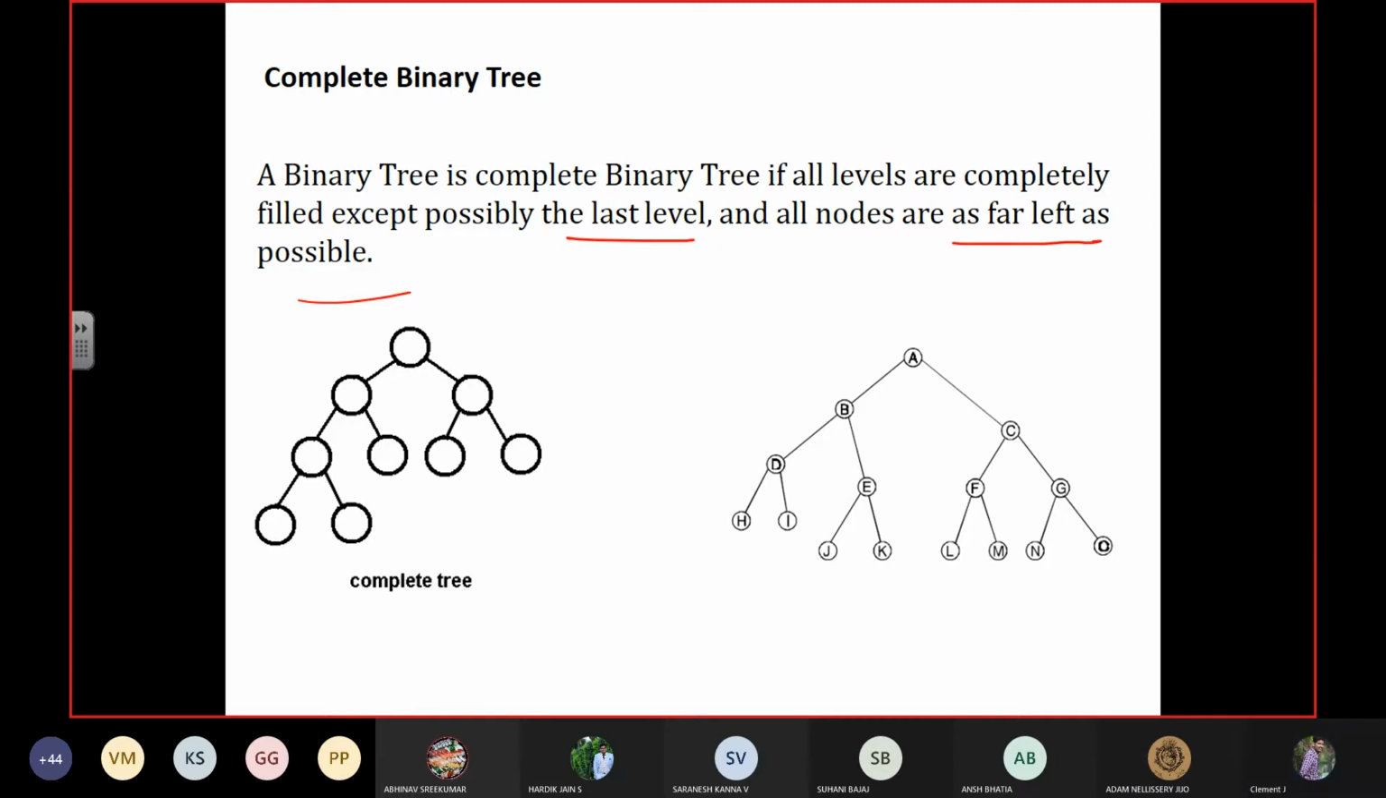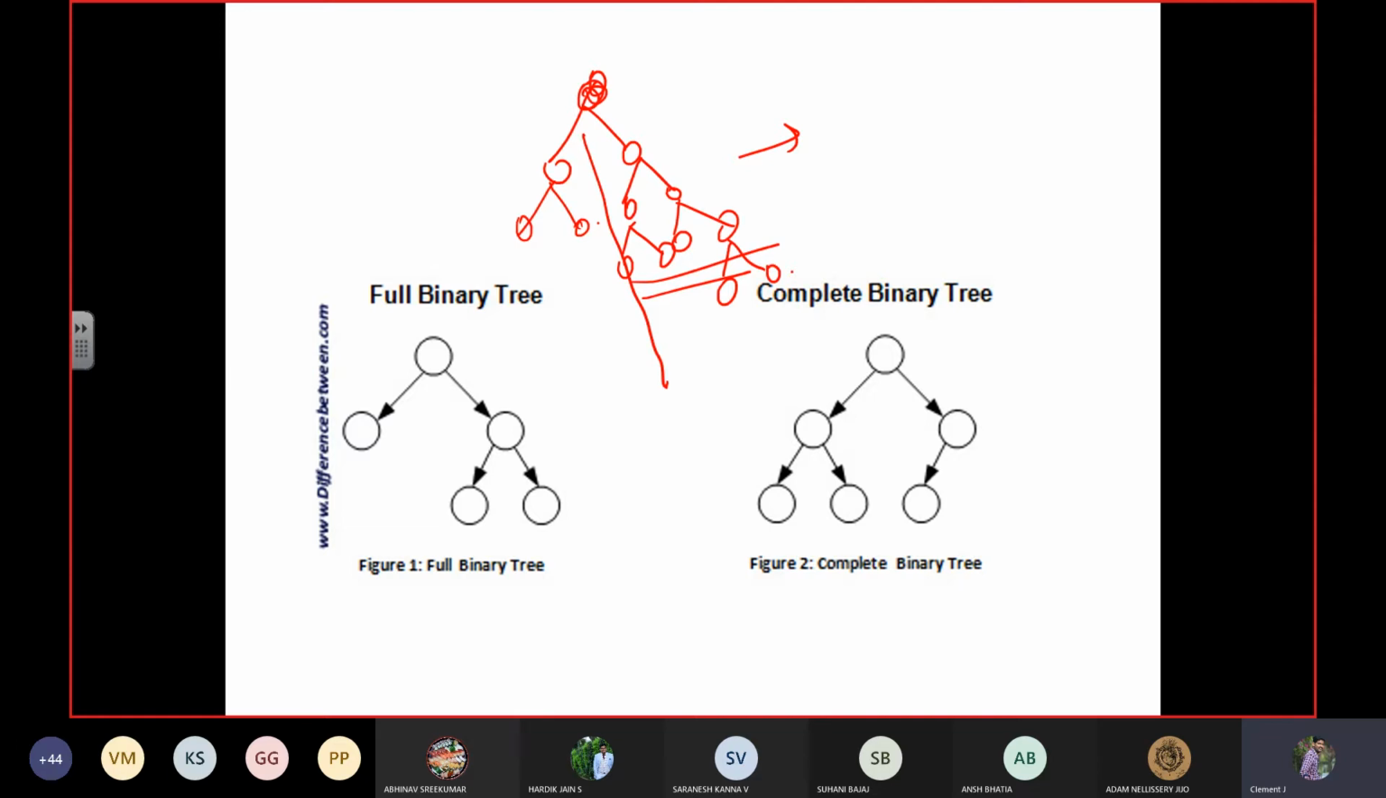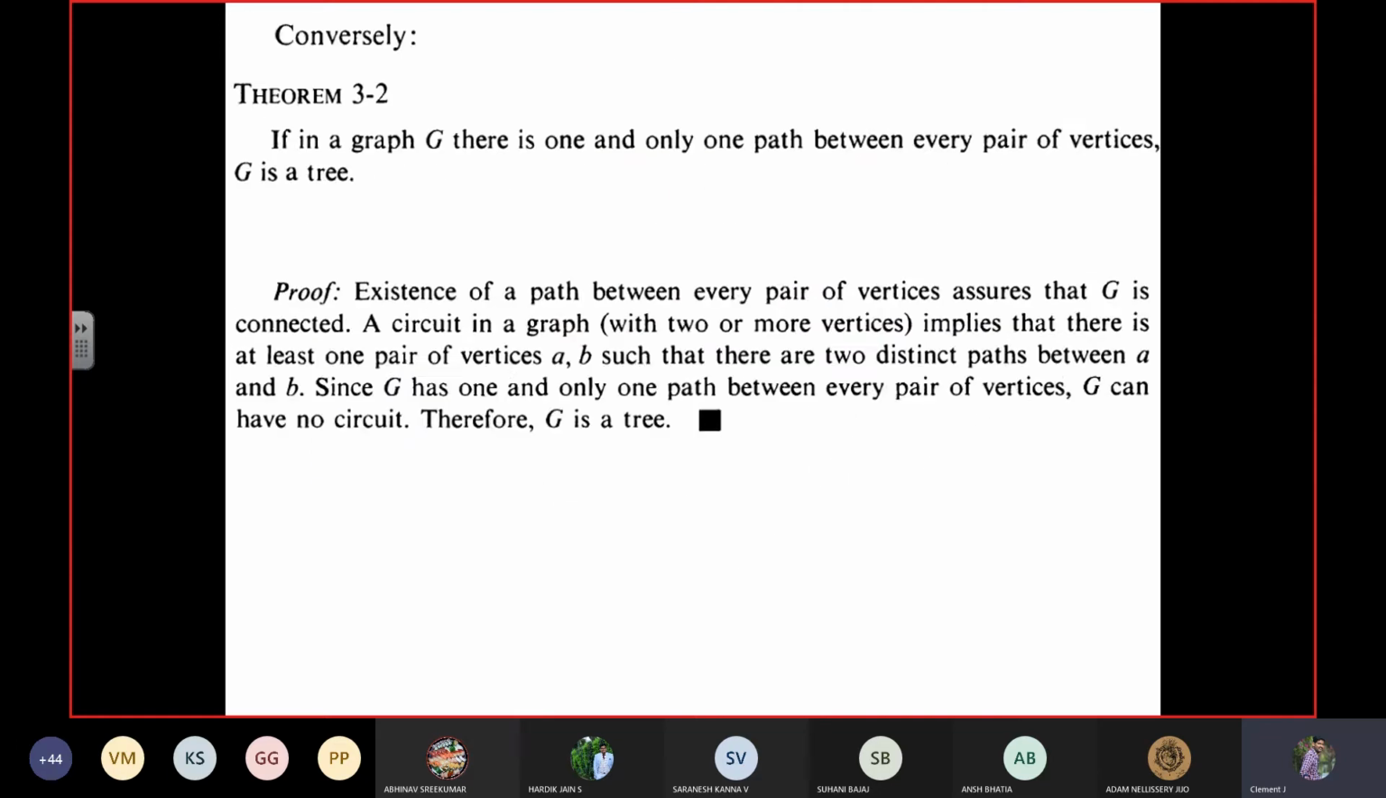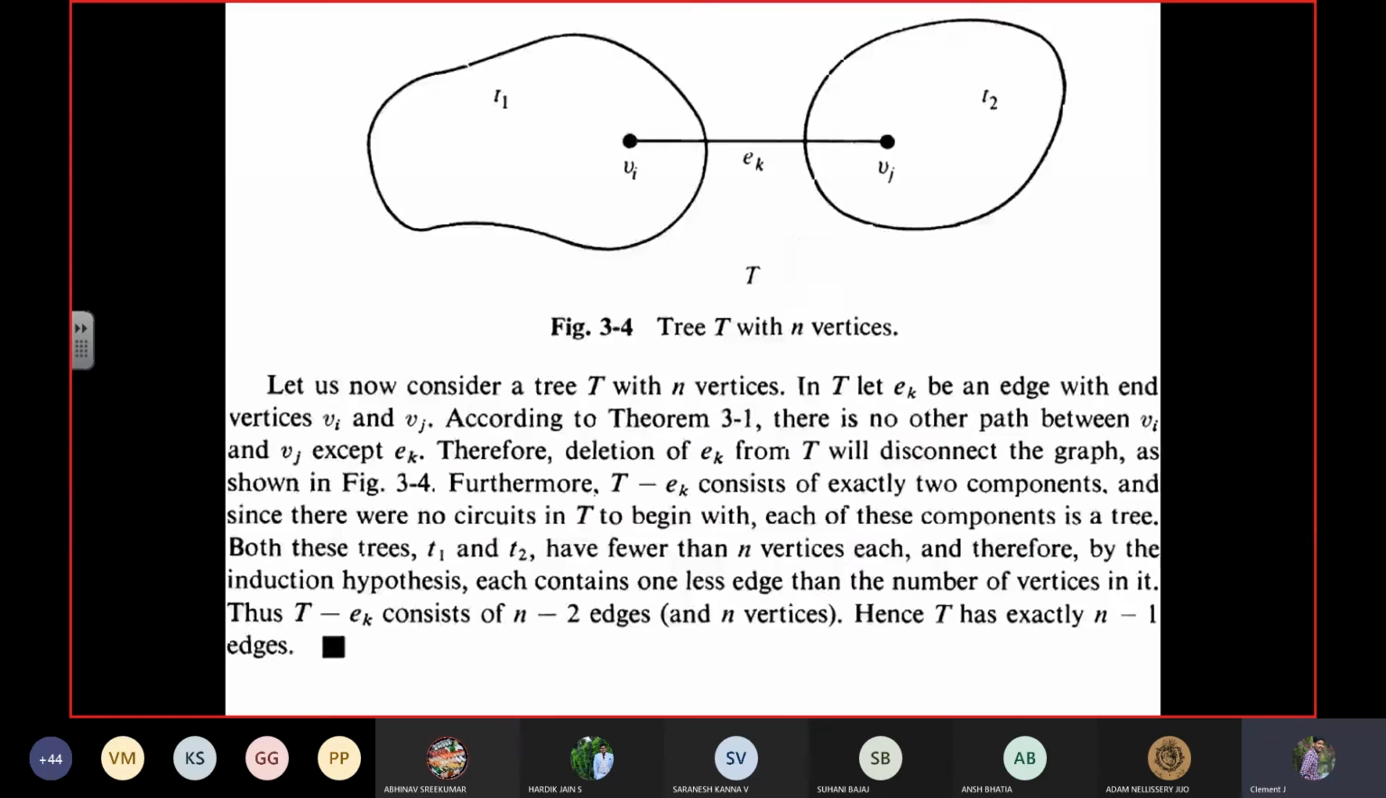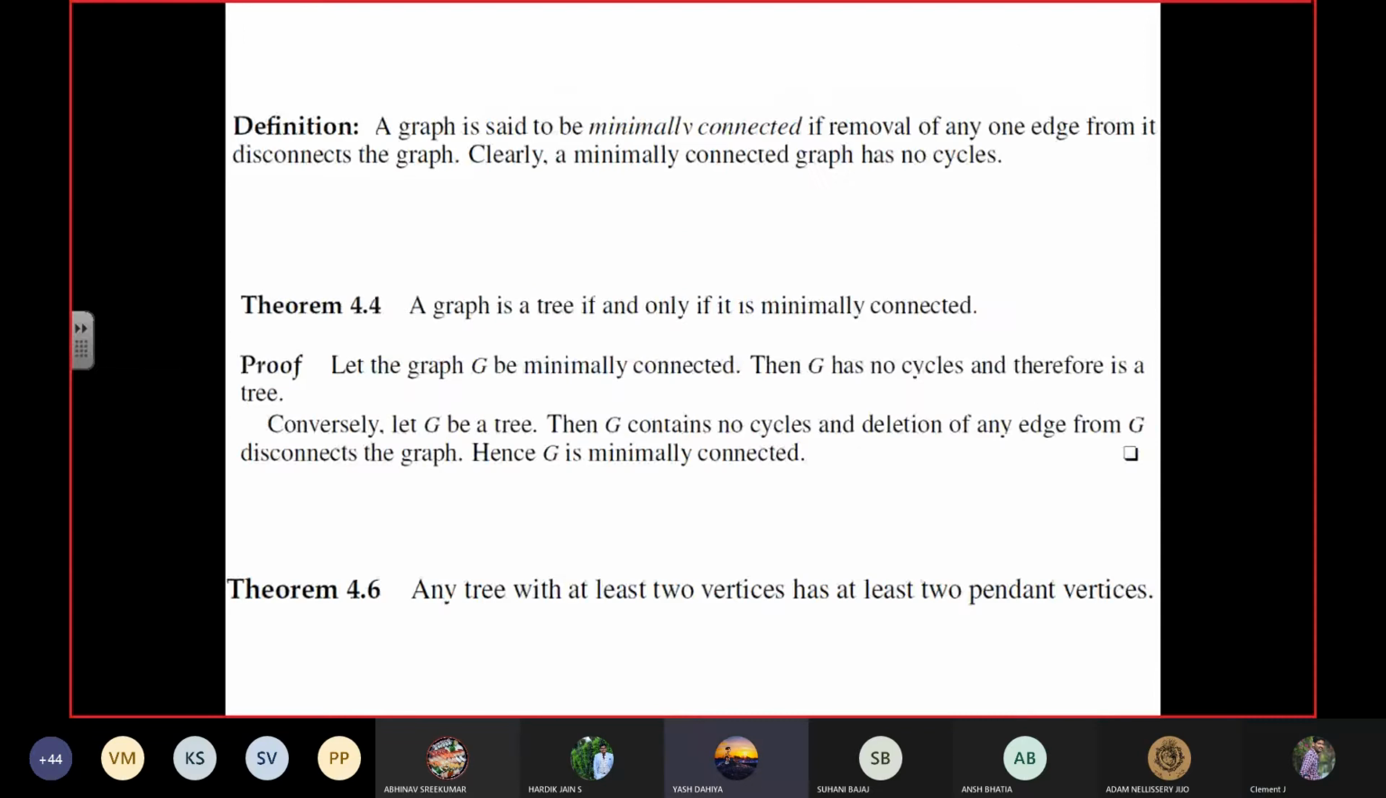Thank you. Okay, next. Other things we have already discussed, so now we can enter into another one. Yes, please. Sir, how is figure 2 a complete binary tree, sir? Sorry, sir, figure number 2. Figure number 2, one minute. This figure?